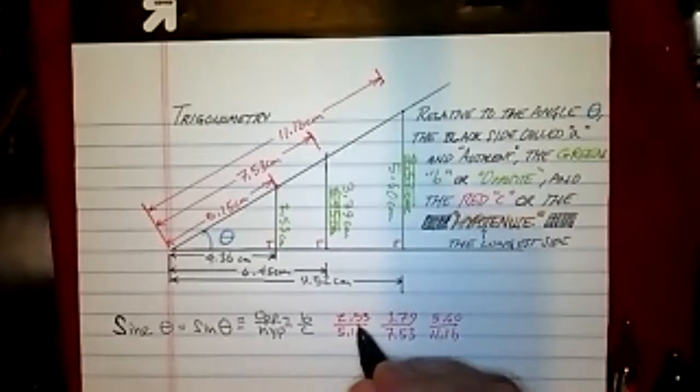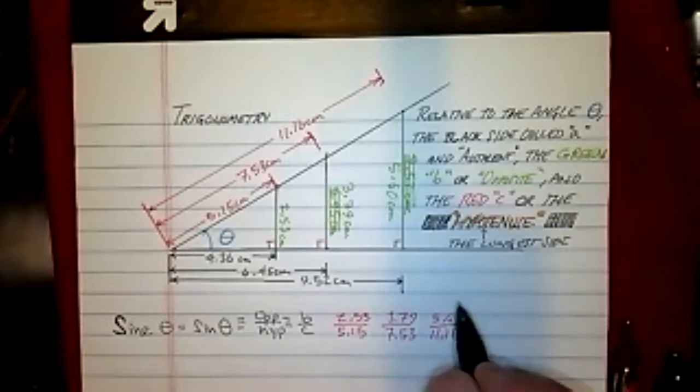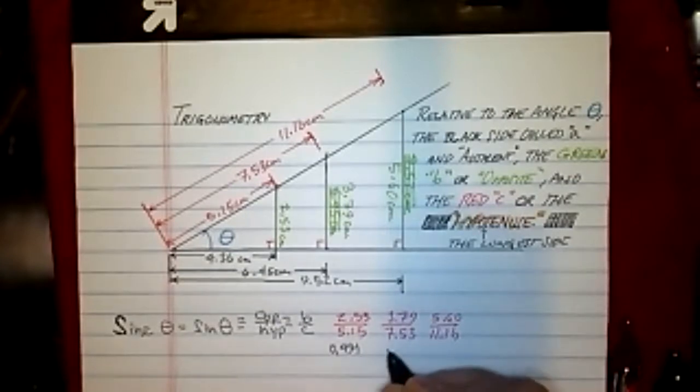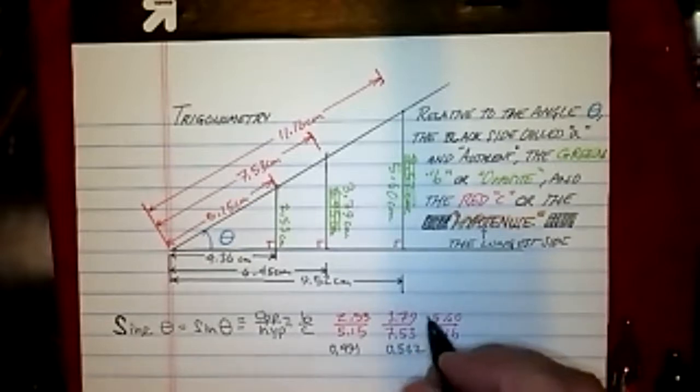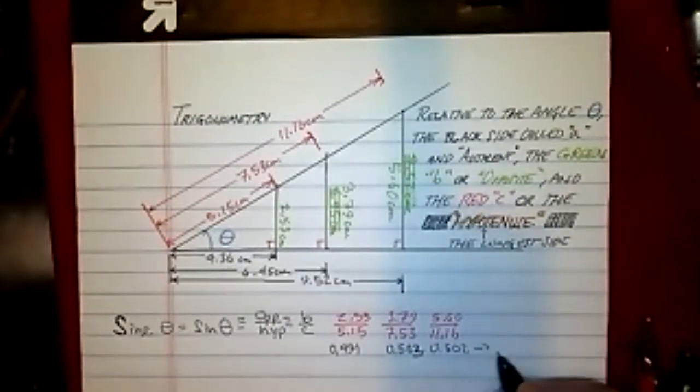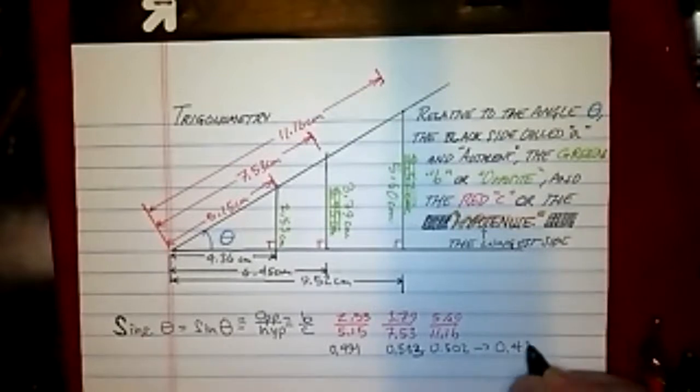In this case, it gave us 2.53 over 5.15, or it gave me 3.79 over 7.53, or it gave me 5.60 over 11.16. If you calculate those, you'll actually get that this one is 0.491, this one is 0.502, and this one is 0.502. That gives me an average of 0.499.